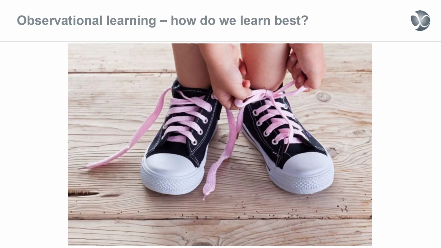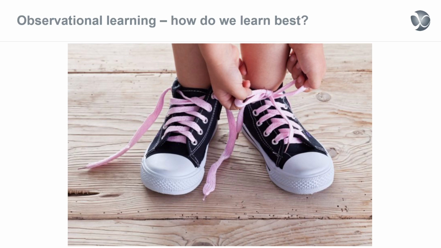So, observational learning. How do we learn best? This is a question that I think every kid asks itself when it has to tie its shoes and is watching its mother or father do this, right? And it's very interesting. How do kids do this? They observe. From observations, they try to decide how to do what the grown-ups are doing.